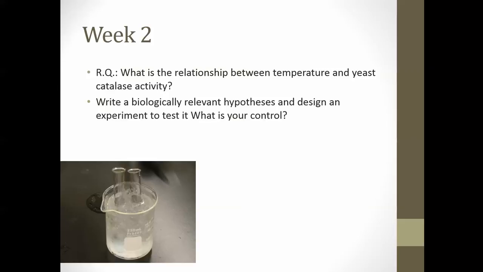In our last lab, we investigated the effects of substrate concentration, hydrogen peroxide, on the rate of the reaction with the enzyme catalase, which was found inside of a eukaryotic cell, yeast. This week we'll be using the same model organism, yeast. It's a eukaryotic cell, much like our own. And we will also be using hydrogen peroxide, but we are going to keep peroxide at a constant concentration this week.